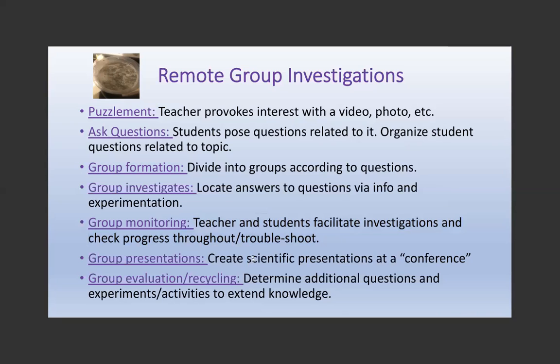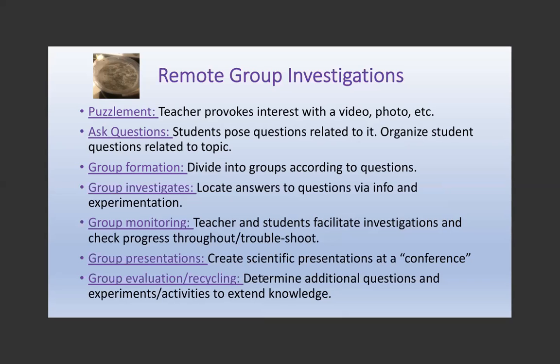And then, as I was talking about earlier, have a conference. Present their findings at this conference. They have a question, and this is what they found. It can be a combination of sources online. It could be some within their textbook, and it could be what they've actually experimented with on their own.